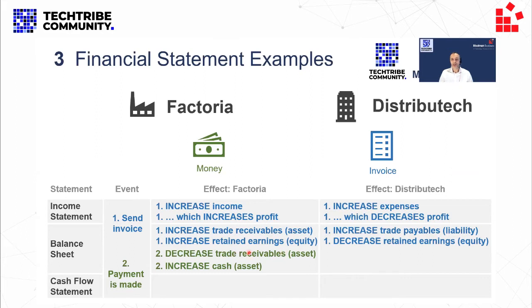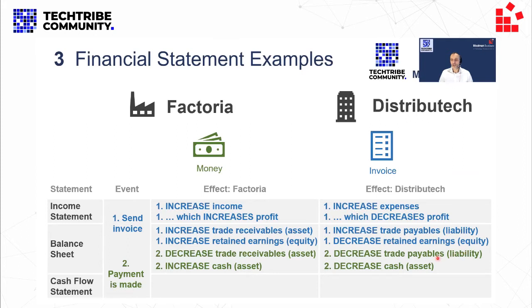That money, Distributech no longer owes that money to Factoria. We decrease the trade receivables by the amount of money received, and we increase the cash because we've received the actual money. So you see now there's a decrease in an asset, an increase in an asset, and again, your balance sheet balances.